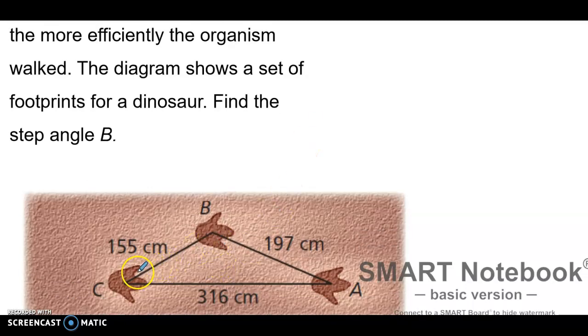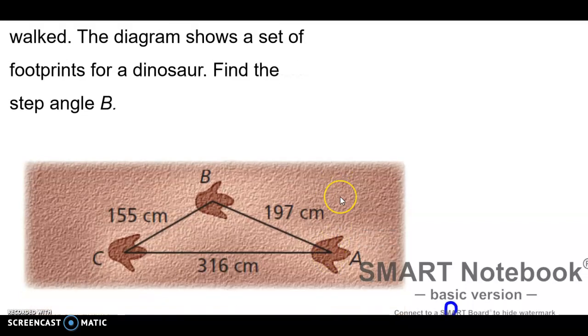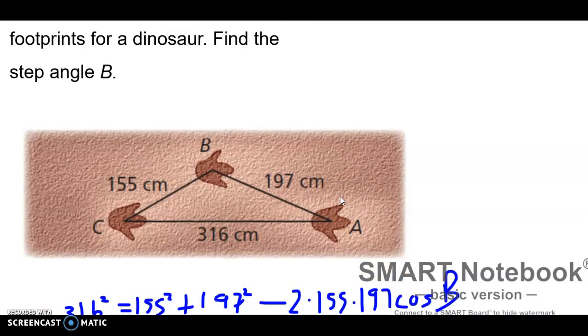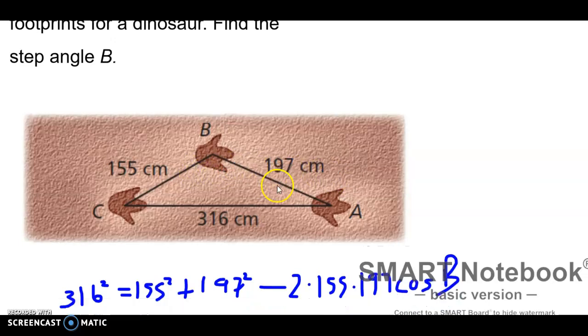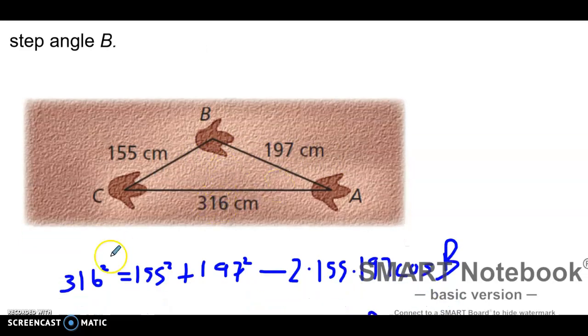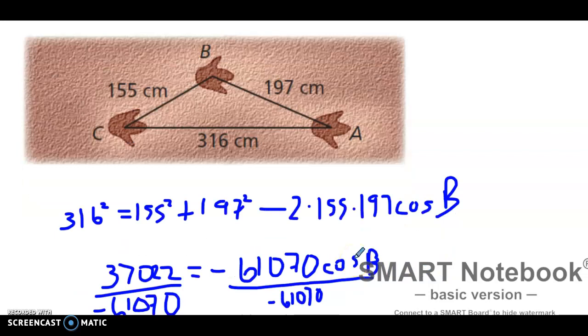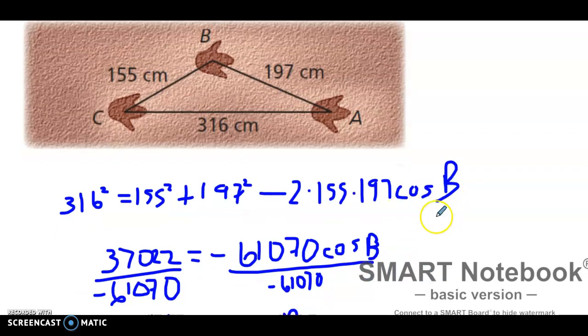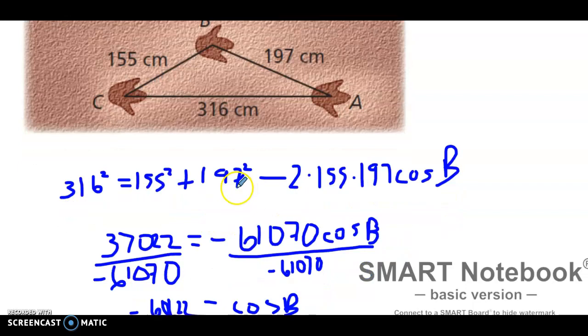So here you have, by the way, the right foot, left foot, right foot. So we're measuring their step angle here to see how efficient this particular dinosaur was. So what we're trying to find is angle B. So I'm going to use side B as my beginning point. So 316 squared equals 155 squared plus 197 squared minus 2 times 155 times 197 times the cosine of B. Wow, that's a lot of math going on there.